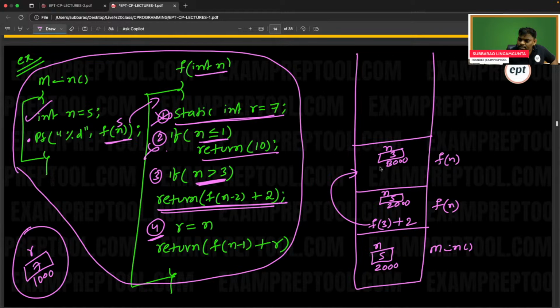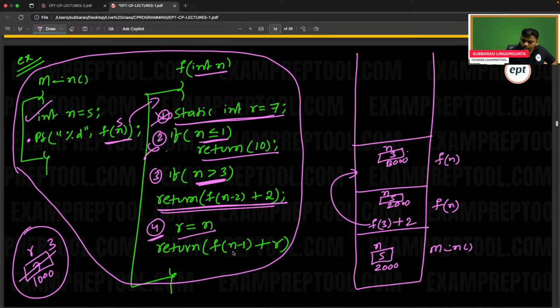R is equal to n. Remember, R is a static variable. Understand once. R is equal to n. So this was R value 7. R is equal to n means n value as of now 3. R became 3. Okay, this line is done.